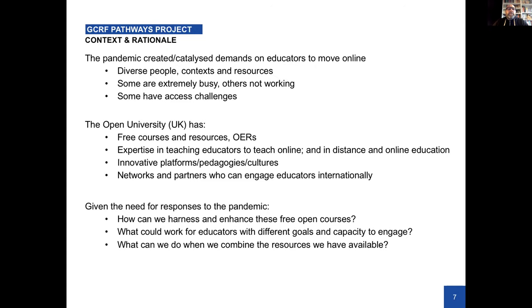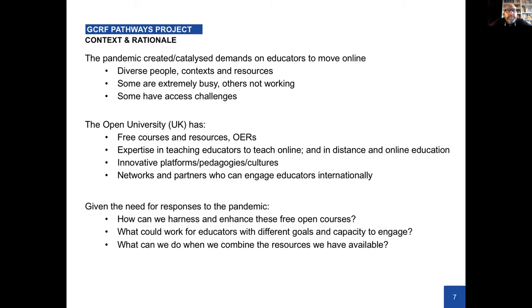The idea behind what we were doing, the logic, if you like: there are quite a lot of different sorts of demands on educators who are involved in this online pivot. And obviously in Africa, not everyone has reliable access to the internet. So this is another complicating factor. The Open University has quite a lot of open resources and a lot of expertise in teaching online and distance education. And we also have some quite innovative approaches to how to teach online and how to develop pedagogies for online education.